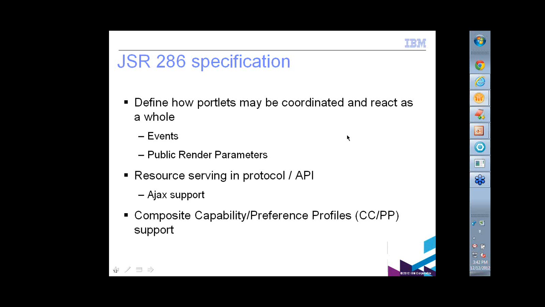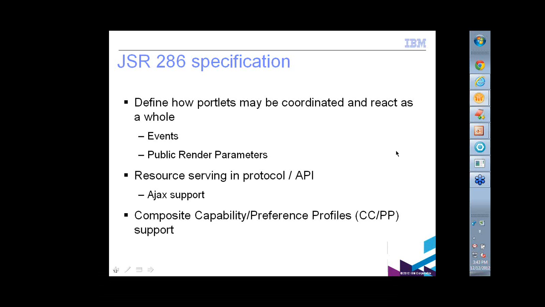Before JSR 286, a workaround was used to support AJAX in portlets, which is you always had to insert a servlet along with portlets for the AJAX use case to happen. But JSR 286 changed that, it allowed AJAX to be workable at the specification level.